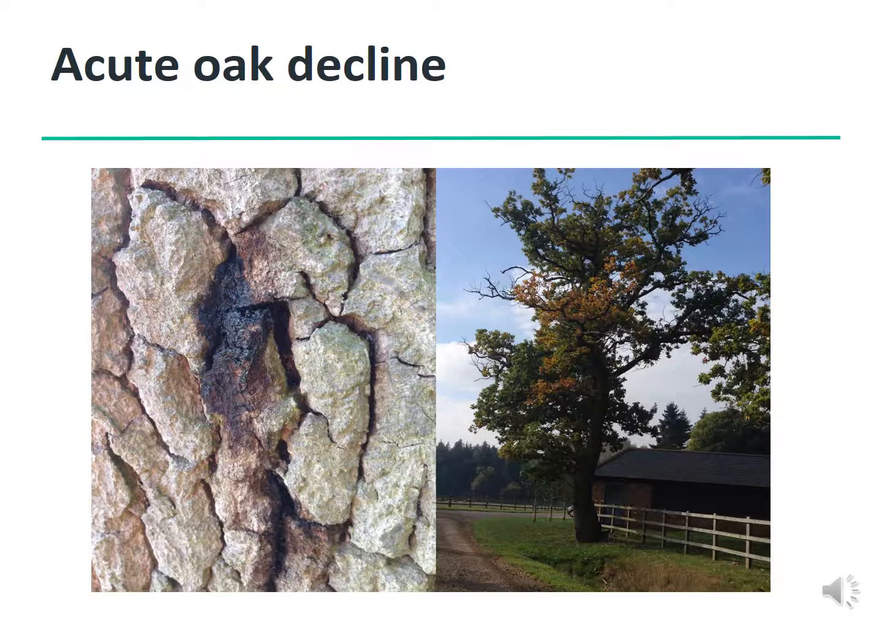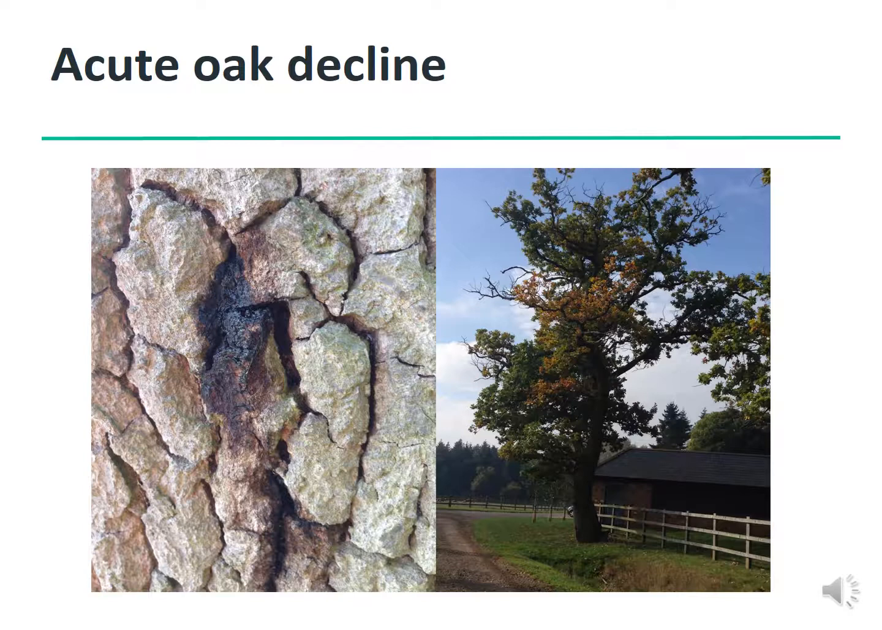So what do we see when we're talking about acute oak decline? Well, one of the first things we see is these bleeds on the stem, black oozy bleeds coming out of the bark. And we also see some branches which have died completely and don't have any leaves on them. We may also see branches which have yellow or brown leaves during the growing season, indicating that those branches are also dying.